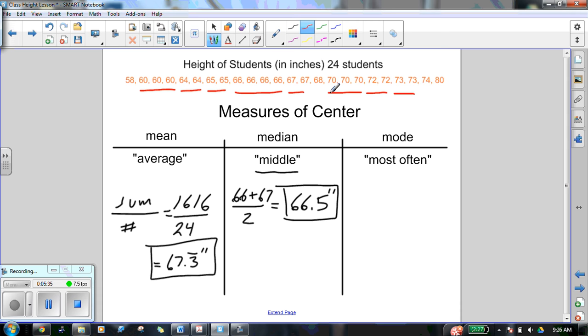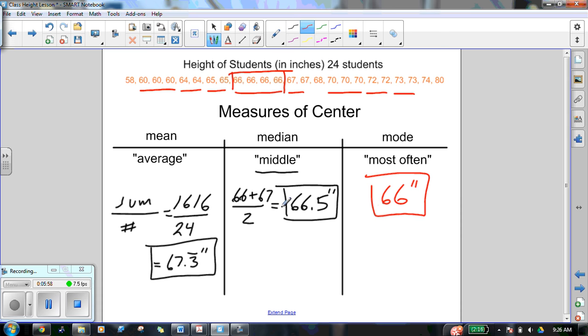Well, which one is repeated the most often? And we can see right here 66. So 66 is repeated most often, so we say that has the highest level of frequency. Frequency is how many times it repeats. So here we can see 3 different centers. They're all near each other, but they're telling us 3 different things.